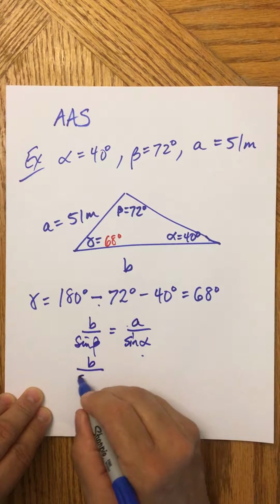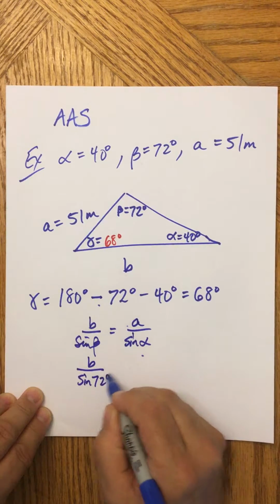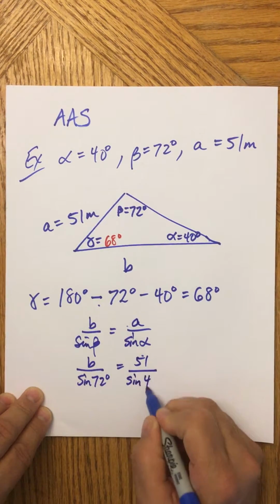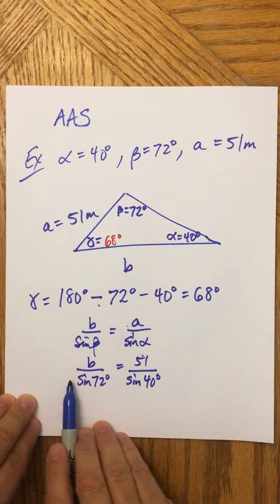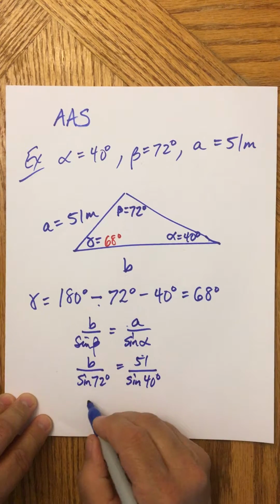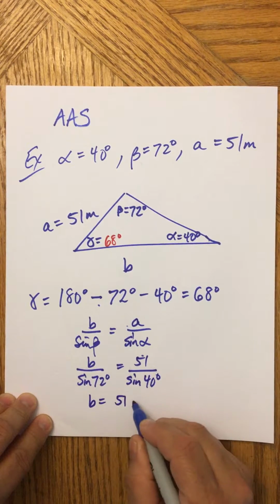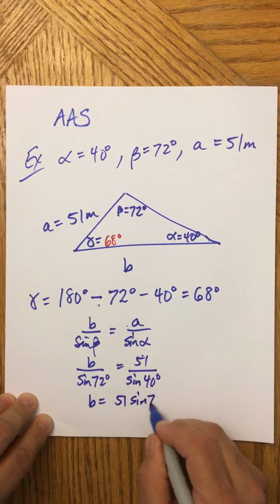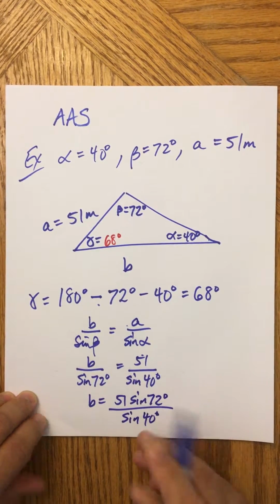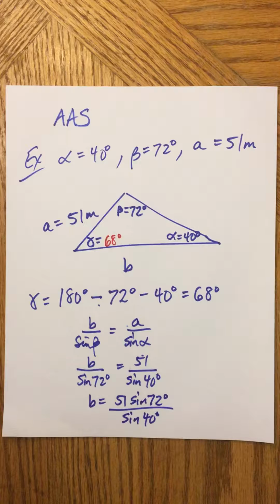So b is to sine of 72 degrees as 51 is to sine 40 degrees. And now what I'm going to do is multiply both sides by sine of 72, right? So I'll have b is 51 sine 72 degrees over sine of 40 degrees. Now I'm going to put this in my calculator, and just a couple things to note.